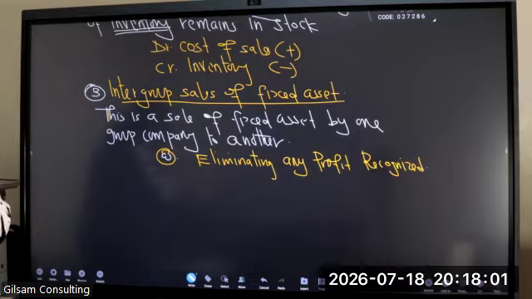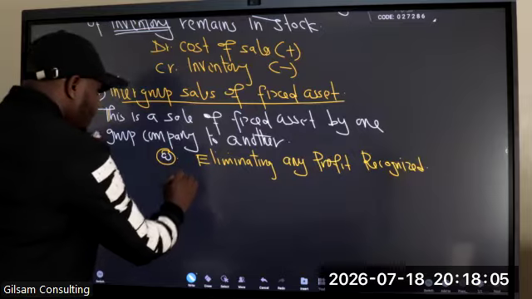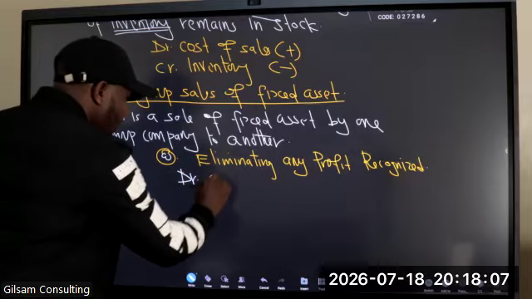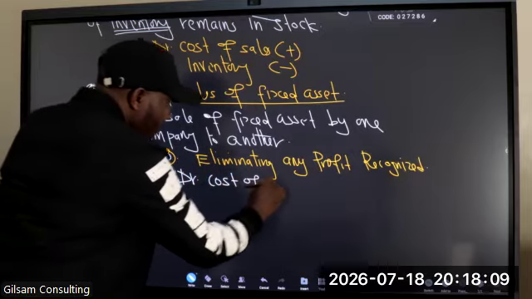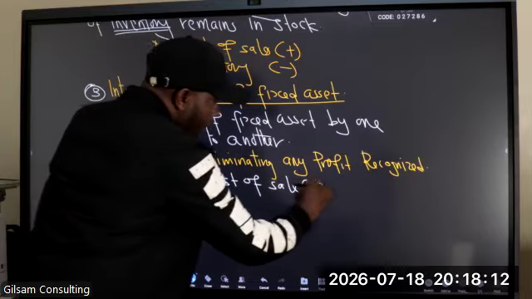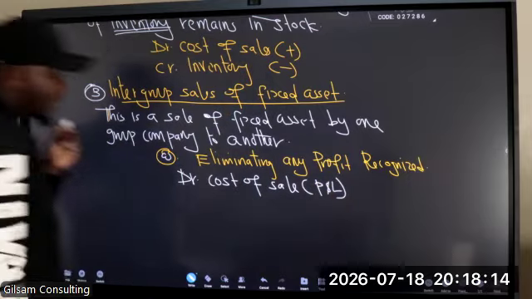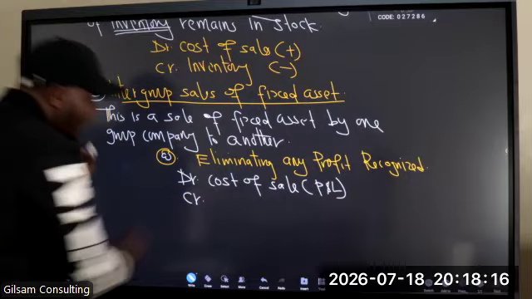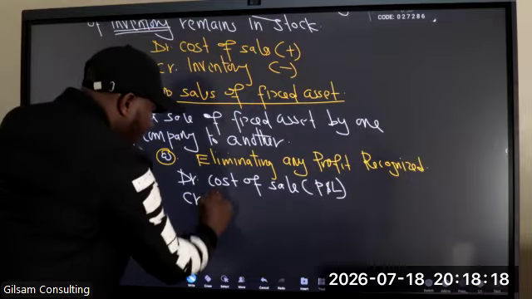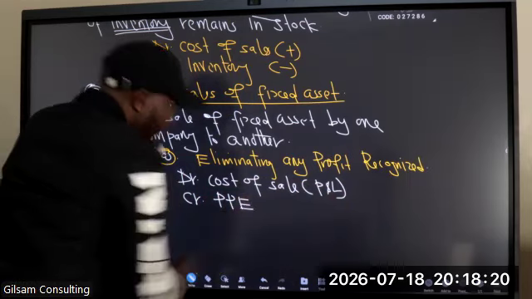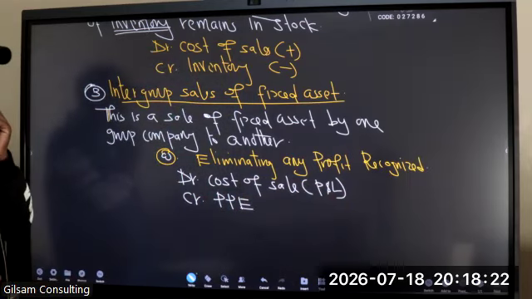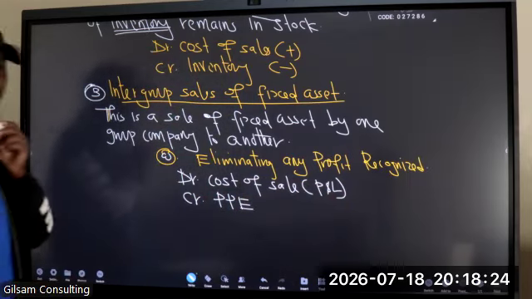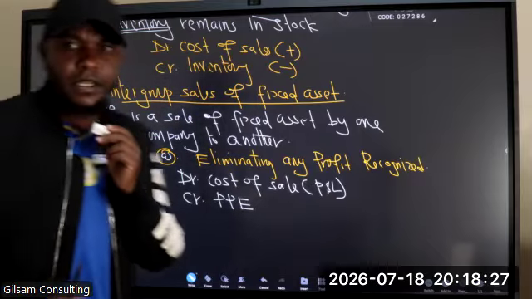How? By debiting the cost of sales, that is the P&L, the profit and loss account, and crediting the PPE account, the property, plant, and equipment.